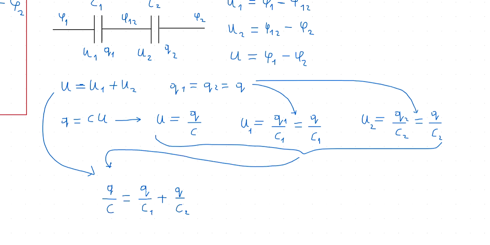Okay, and from here, because this equation must be true for any charge Q, we will obtain that 1 divided by C is equal to 1 divided by C1 plus 1 divided by C2. Oh, sorry, it's not plus, it is equal.